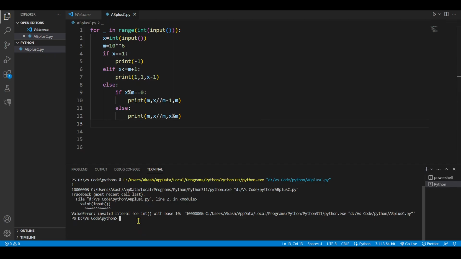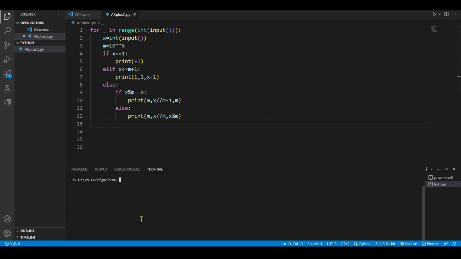There is some problem. Let me run it again. I should have made a mistake while doing input. 1, then 1 2 3 4 5 6. Yes, it is showing correct. 1 plus 1 into 1 is 1. I think it is 999 5 times, and we'll add 1. It will become 10 to the power 6. It will work fine. You may try it by coding it yourself.